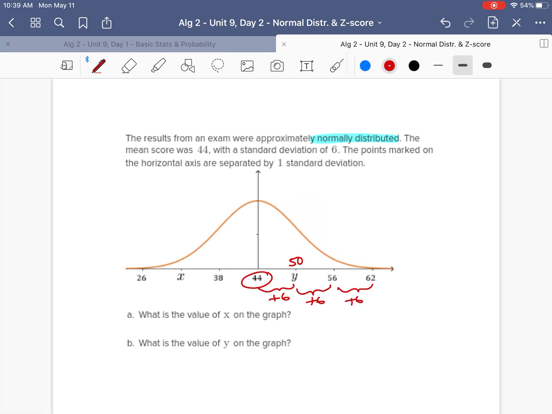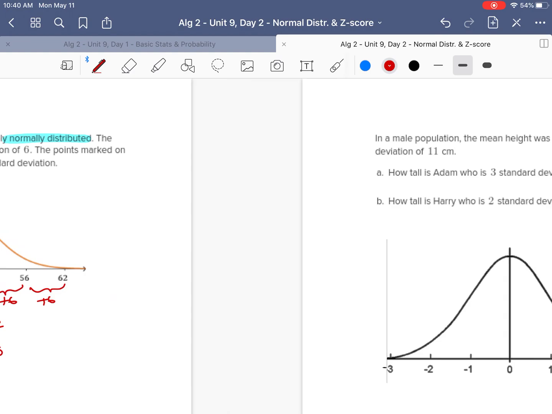All right. If I want to go back this way, that means I should go down 6. So 44 minus 6 is 38. And take away 6 again, that should be 32. All right. So what's the x value on the graph? 32. What's the y value in the graph? 50. So just to see how that works a little bit.